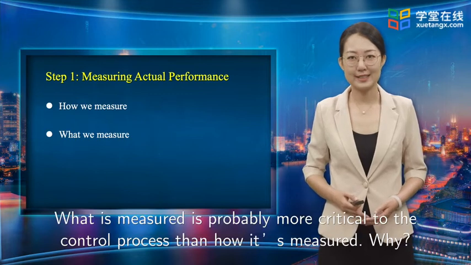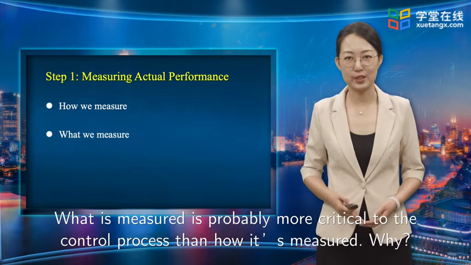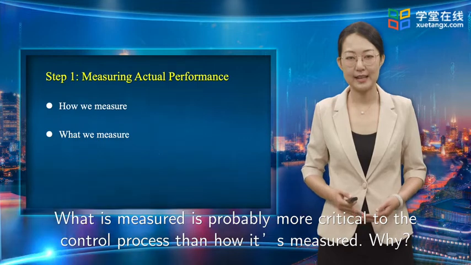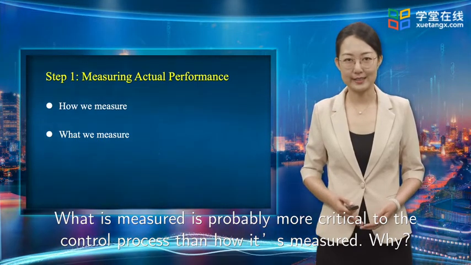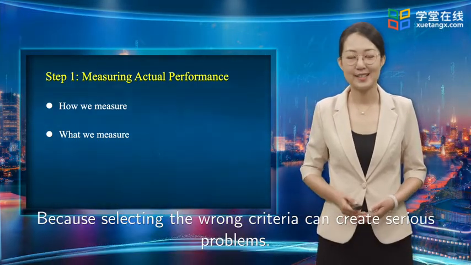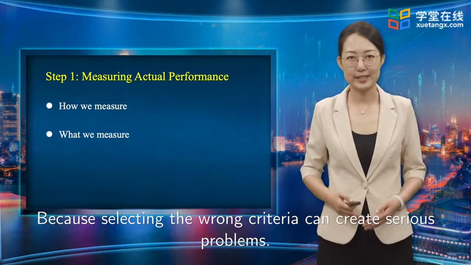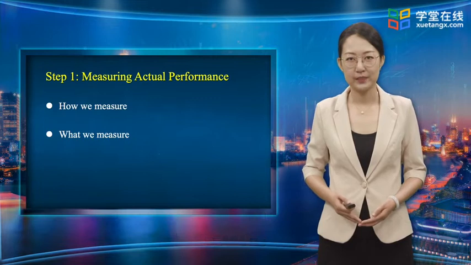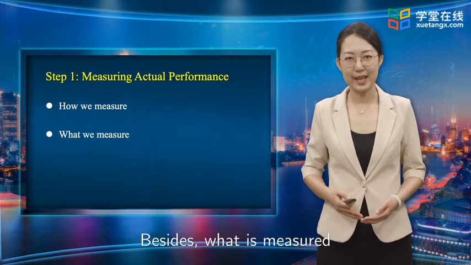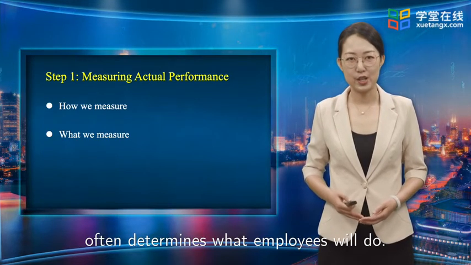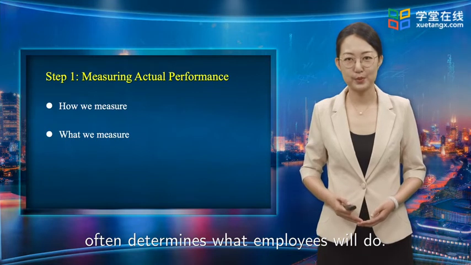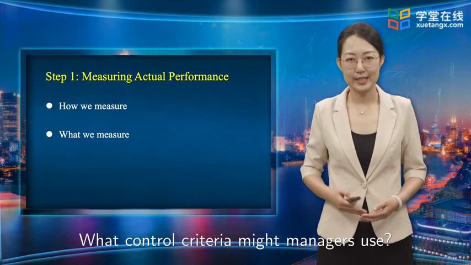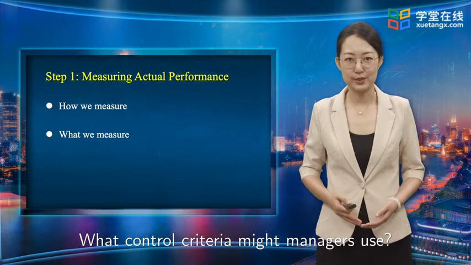Most managers use a combination of these approaches. What is measured is probably more critical to the control process than how it's measured. Why? Because selecting the wrong criteria can create serious problems. Besides, what is measured often determines what employees will do. What control criteria might managers use?